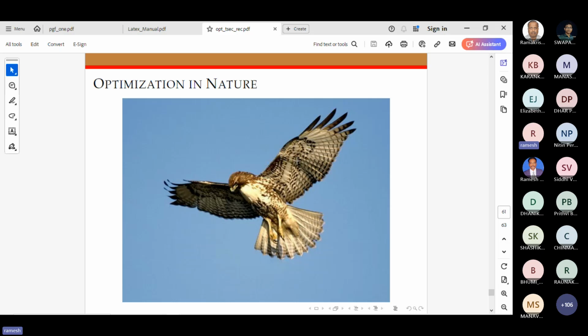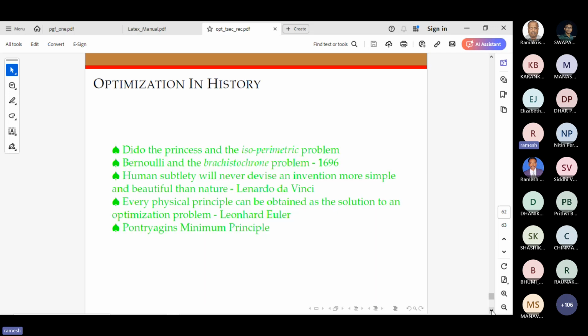So nature seems to have done a lot of optimization. Everything seems to have become an optimized version. So this has given me a lot of thinking, and finally I realized that if nature has already done the optimization, many philosophers and physicists also have expressed this. For example, Leonardo da Vinci, this medieval artist and inventor, made this comment: human subtlety will never devise an invention more simple and beautiful than nature. That is Leonardo da Vinci.